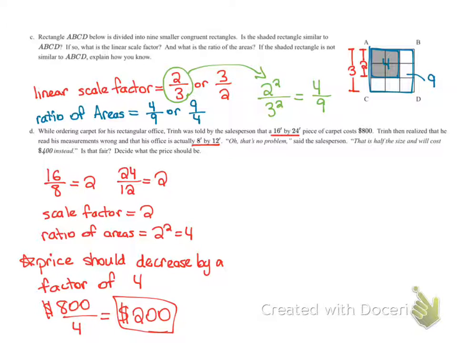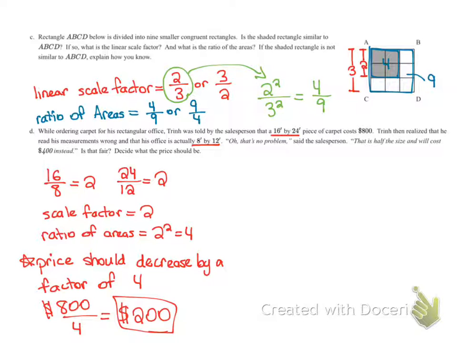In part D, it gave you the dimensions of 2 rugs. It said they ordered this one rug. It was 16 by 24. They realized it wasn't the right size, and they needed one that was 8 by 12. The cost of the 16 by 24 was $800. So the salesperson is saying, okay, I'll charge you $400 for the 8 by 12. And it was asking, is that a fair price?